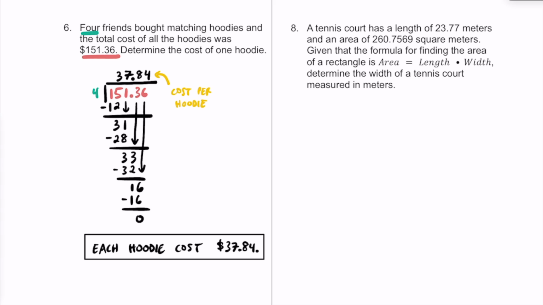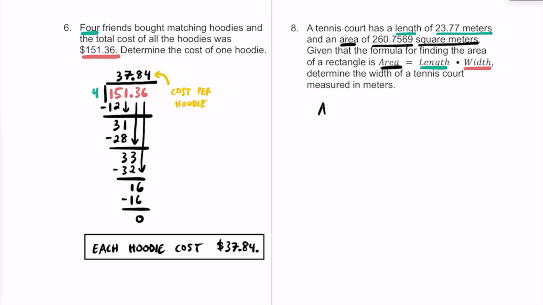In this final example, a tennis court has a length of 23.77 meters and an area of 260.7569 square meters. Given that the formula for finding the area of a rectangle is area equals length times width, determine the width of a tennis court measured in meters. All right, so this length of 23.77 meters, let's define that as the length. As for the area, we know the area is going to be this 260.7569. That's going to be square meters. Let's see if we can figure out what the width is going to be, which is our unknown.